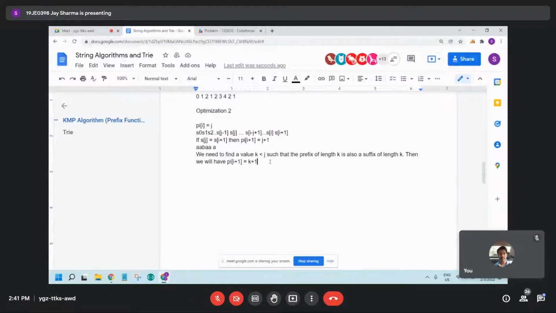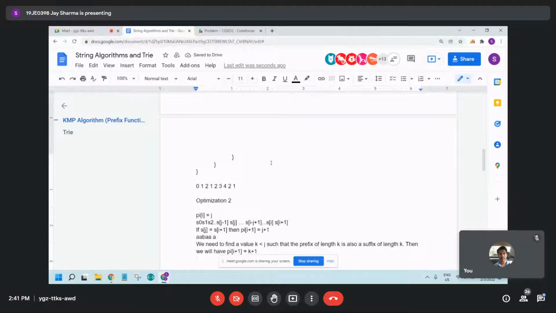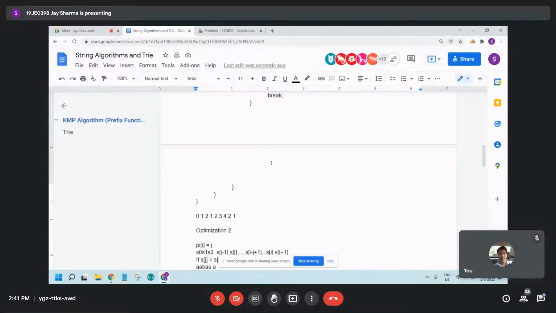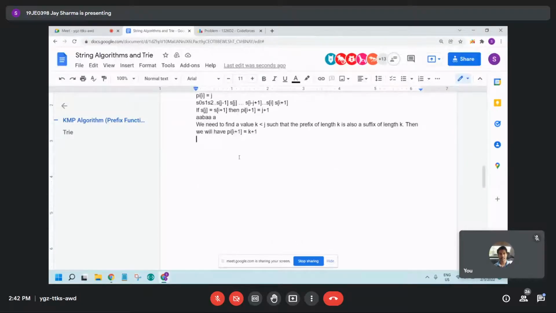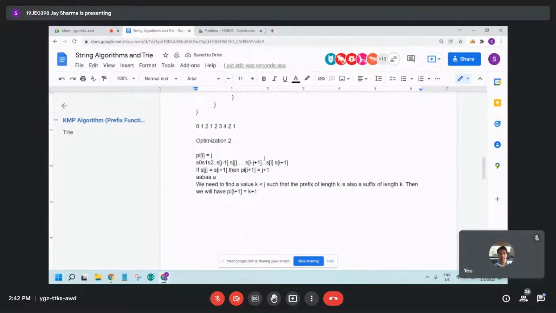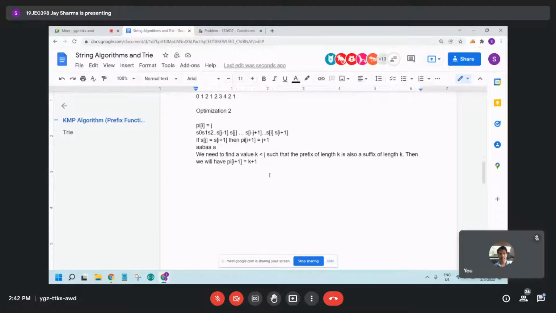Okay, so coming to the part how we will find such a value k. Now notice that if you are trying to find such a value k which is satisfying this property, just a minute, let me show you with an example.